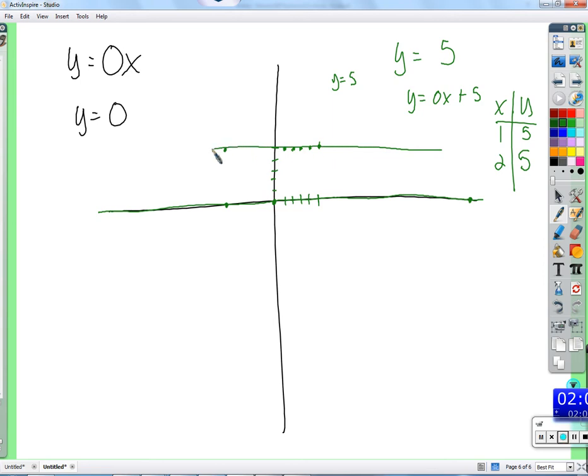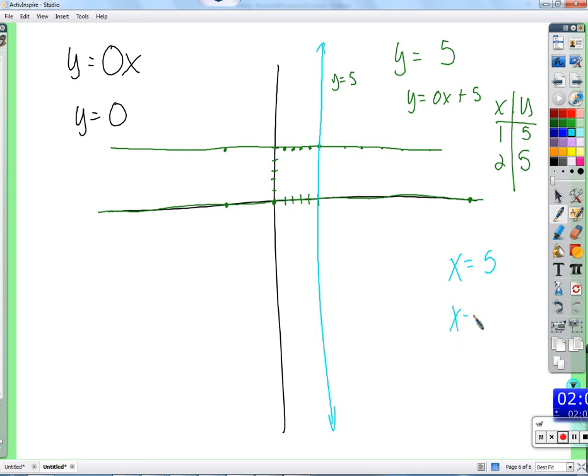Look at every point on this line. What do they all have in common? Y is 5. This horizontal line is all of the places in the plane where y is 5. Regardless of x, y is always 5. So if x equals 5, it's a straight up and down line where x is 5. All the points on this line are the only ones in the plane where x is always 5. And both of them will intersect at 5, 5.